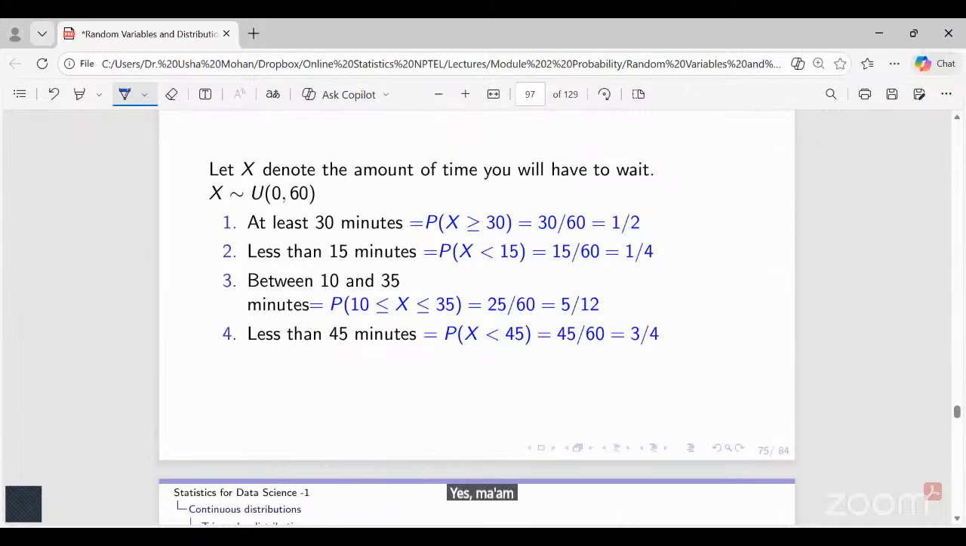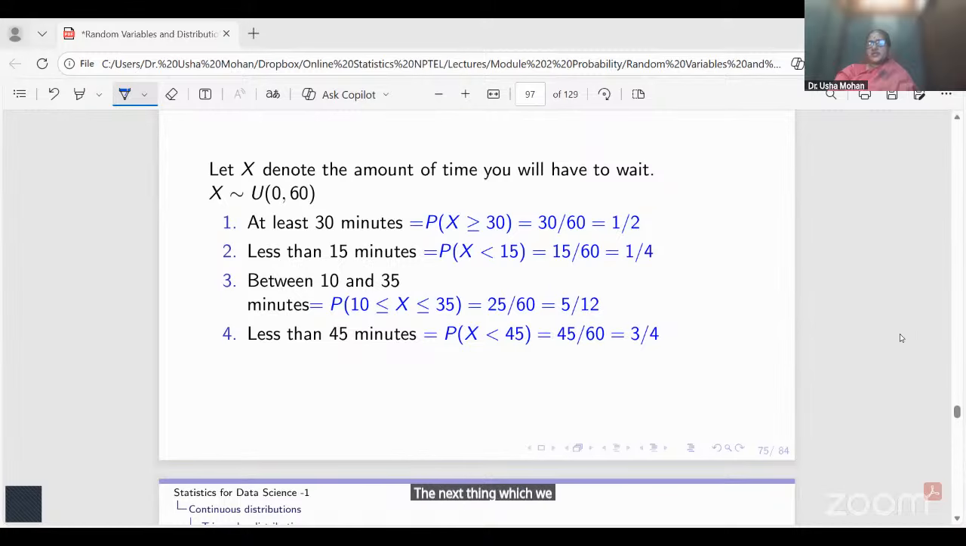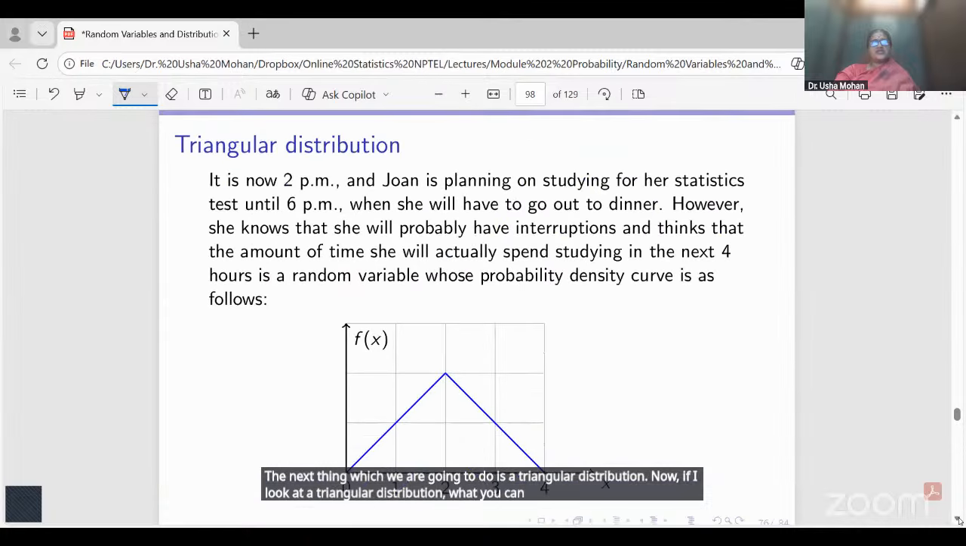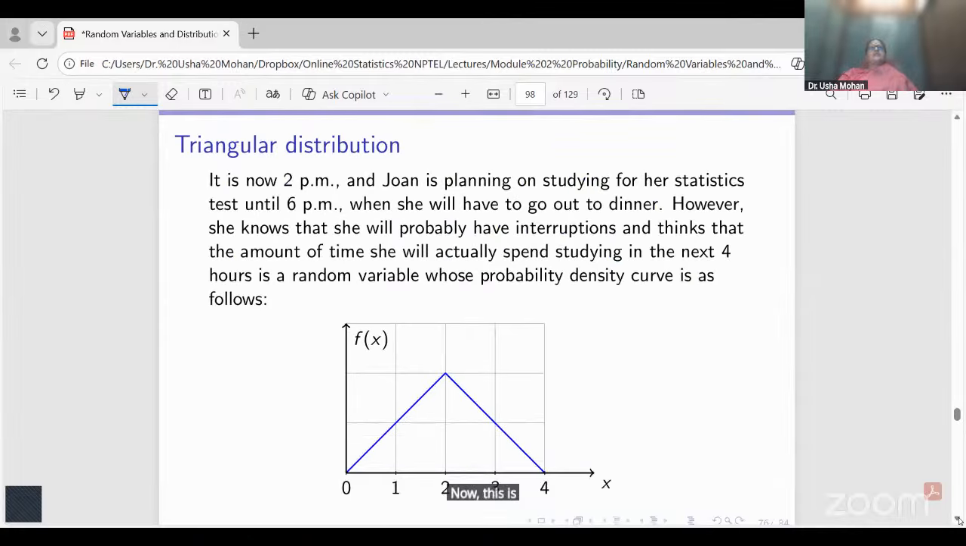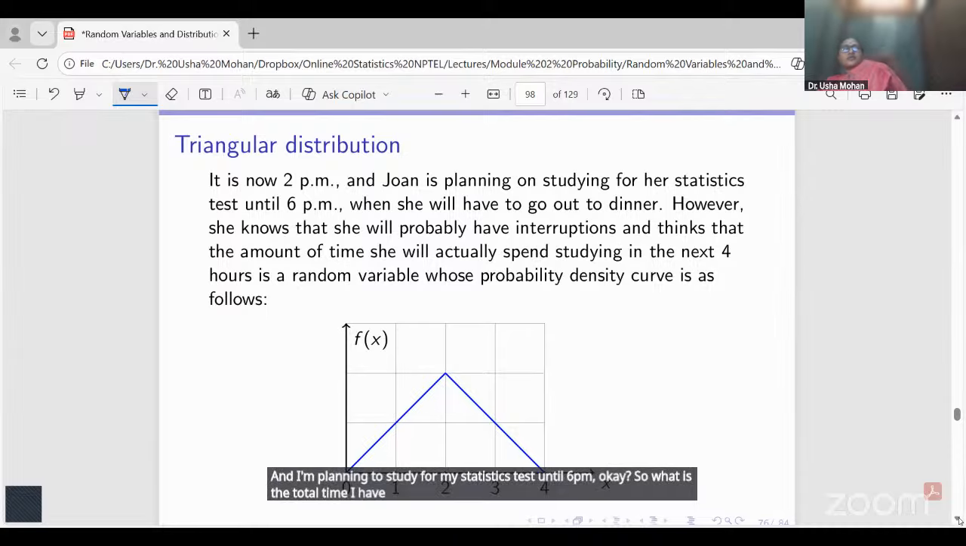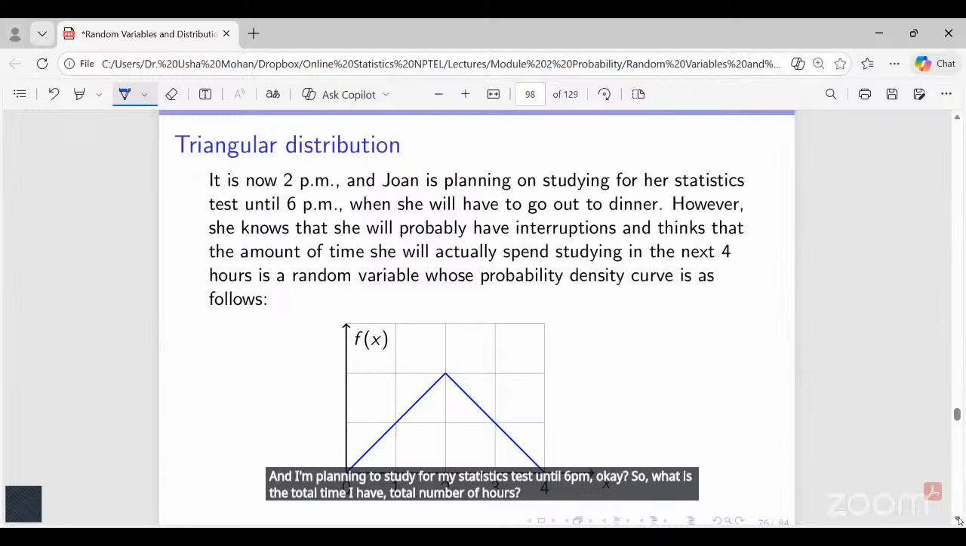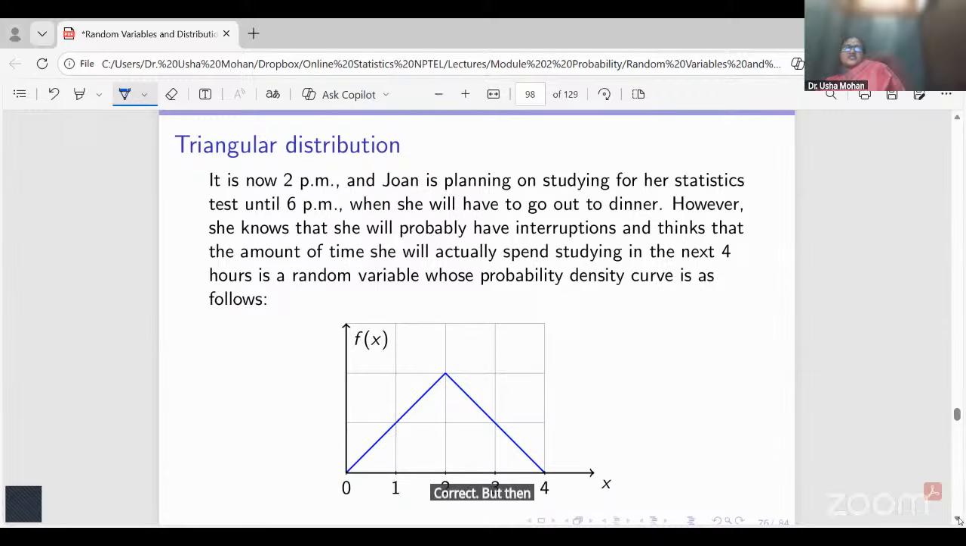The next thing which we are going to do is a triangular distribution. Now this is 2 p.m., and I'm planning to study for my statistics test until 6 p.m. So what is the total number of hours? 4 hours. But the amount of time I actually spend studying is a random variable, and what is given to me here is the density of that random variable. Is it clear?